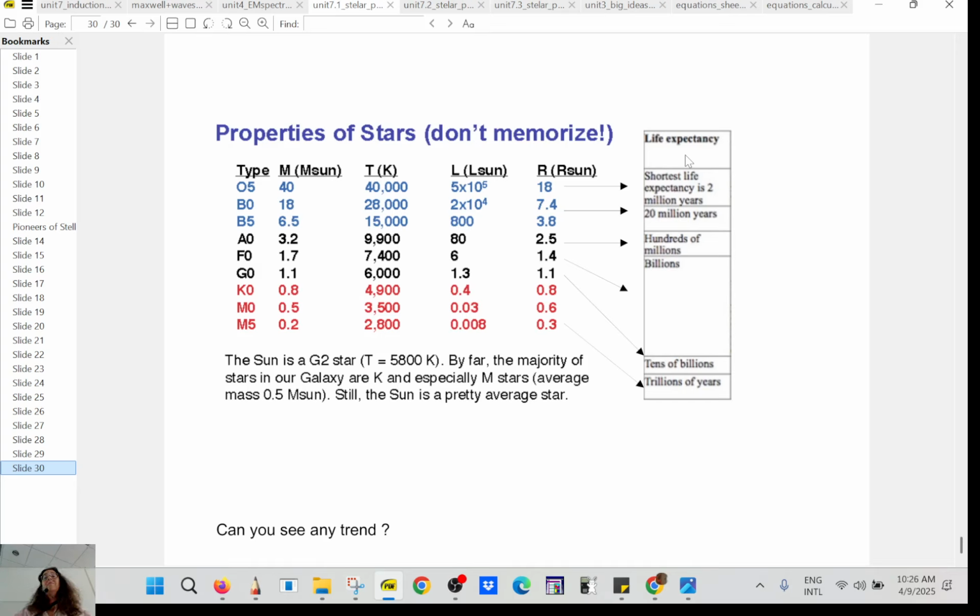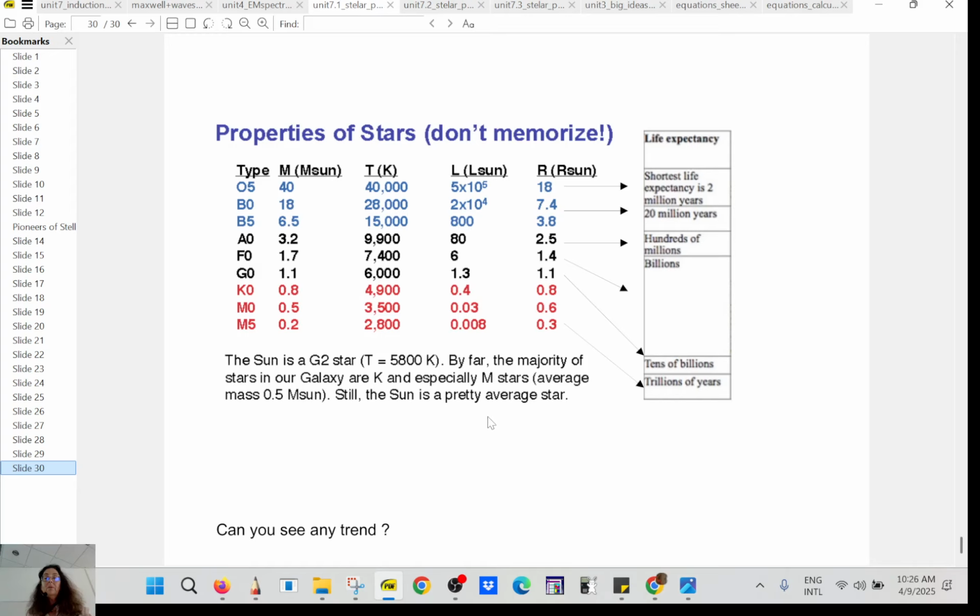So if you have a very, very large star, it will only live for a few hundred thousand years, a million years. If you have a star like our Sun, it's going to live for 10 billion years, and it's halfway through it. So we have about 5 billion years to go.